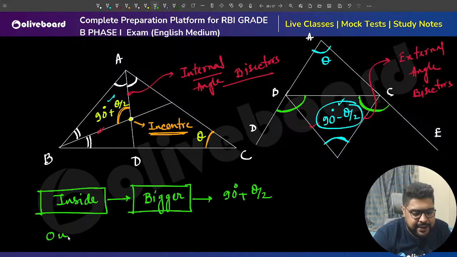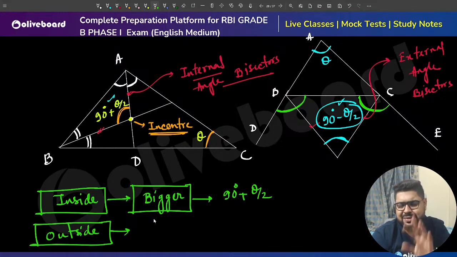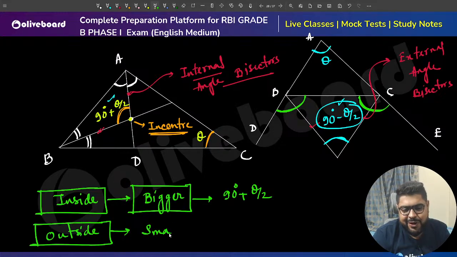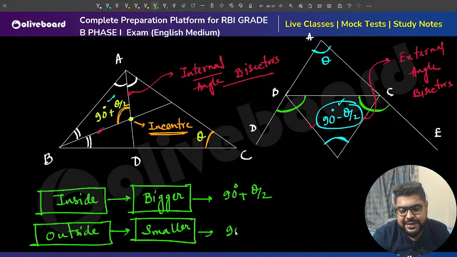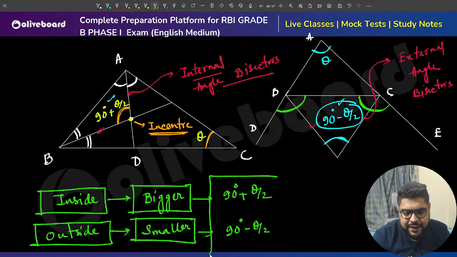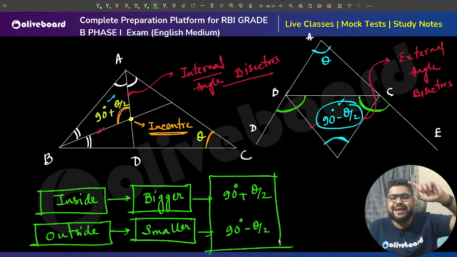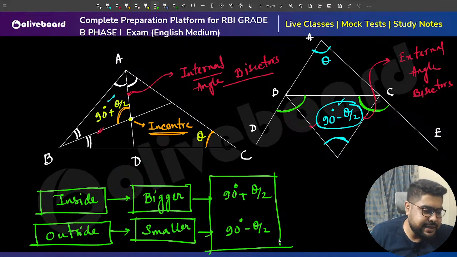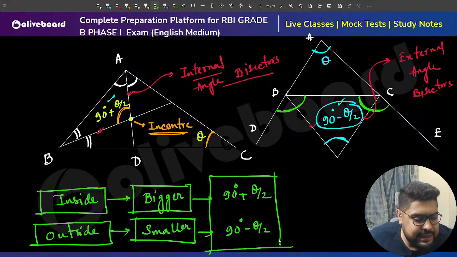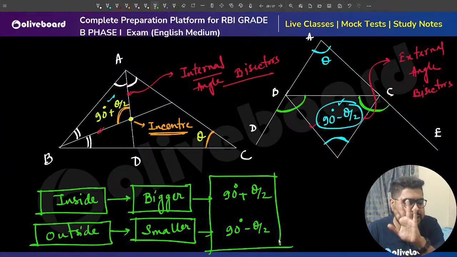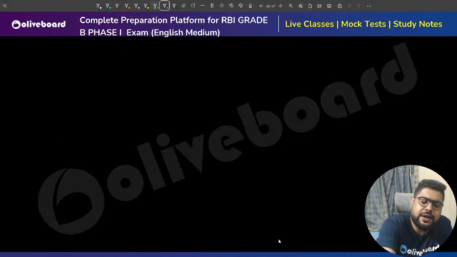And if it is outside, what things do we keep outside our house which are not really very valuable? So this is smaller. That means for external angle bisectors, it will be 90 minus theta by 2. So if that angle is being made inside the triangle, it is 90 plus. If it is being made outside the triangle, then it is 90 minus. This is something that you guys must understand: 90 plus theta, 90 minus theta. Clear, everyone?